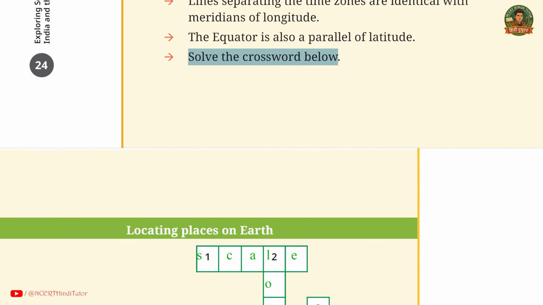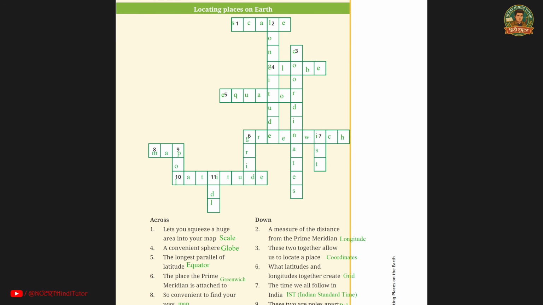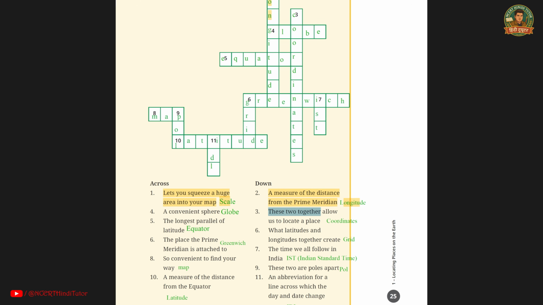Next, solve the crossword below. So first, across: let you squeeze a huge area into your map. Answer: scale. So here comes scale. Second, a measure of the distance from the prime meridian. Answer: longitude. So we have to write down longitude. These two together allow us to locate a place. Answer: coordinates. So we have to write in the down direction coordinates. Fourth, a convenient sphere. Answer: globe. So we have to write across globe.